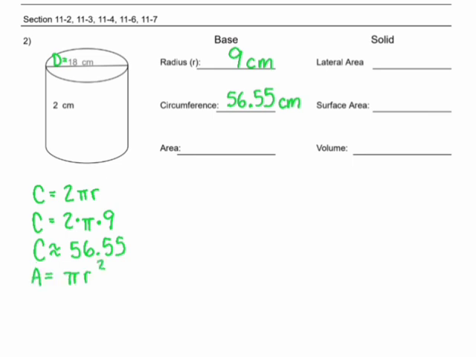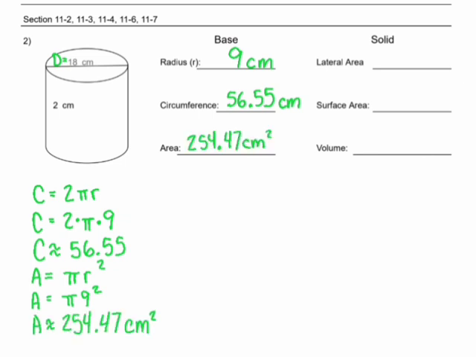To find the area, it is pi r squared. And for r, we're going to plug in 9. And when we plug that all into the calculator, it tells us that the area is 254.47 centimeters squared. For the lateral area, it is going to be the circumference times the height.